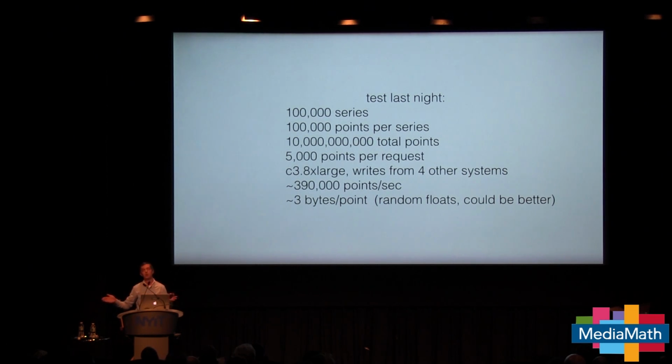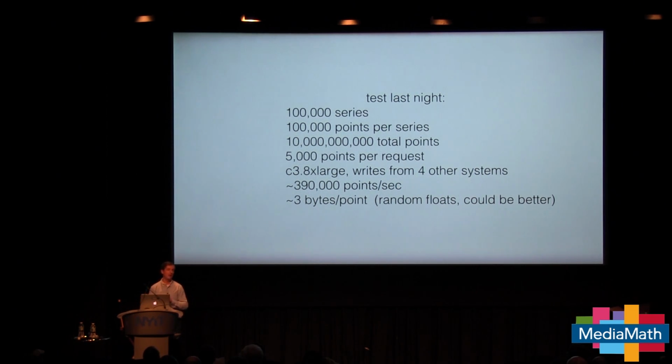For the total run, the average performance was about 390,000 unique individual data points per second. The compaction runs while the write is occurring, so it's incremental, but after the write happens, it will do a full compaction after everything's cold. The size on disk was about 3 bytes per point. And again, that was with random floats.